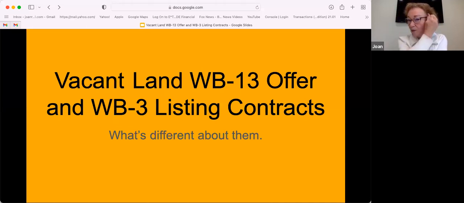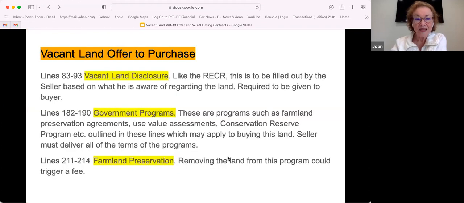Some of you have already written a vacant land document. This might be a good refresher for you. If you are going to write one, you can make a copy of these slides. We'll make them available for you, or listen to the YouTube recording of this and then go along with the actual forms. But again, this is just isolating the differences. Okay, we'll get started.